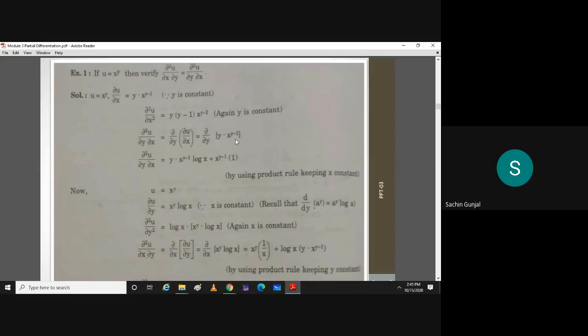Now note that you are differentiating with respect to y, so x is a constant. It looks like a raised to y minus 1. What is the derivative of a raised to y? a raised to y log a. Good. So let us differentiate with respect to y and apply the product rule. y as it is, the derivative of x raised to y minus 1 with respect to y is x raised to y minus 1 into log x, because x is constant, plus x raised to y minus 1 as it is, derivative of y is 1.